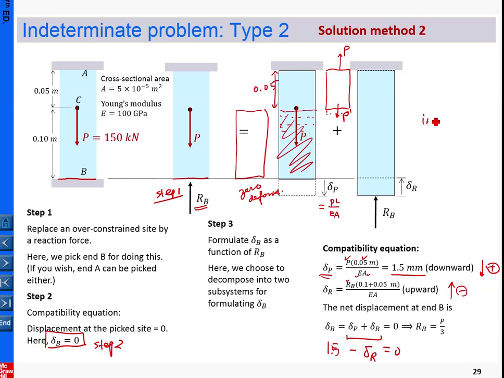Otherwise, you simply say in magnitude, the delta P must be equal to delta R in magnitude. I think this will be easier. Okay, so with this approach you can solve for RB equal to 3 P over 3. So once RB is solved, then again you take the equilibrium equations, then you can solve for RA. I prefer this approach, but really up to you.